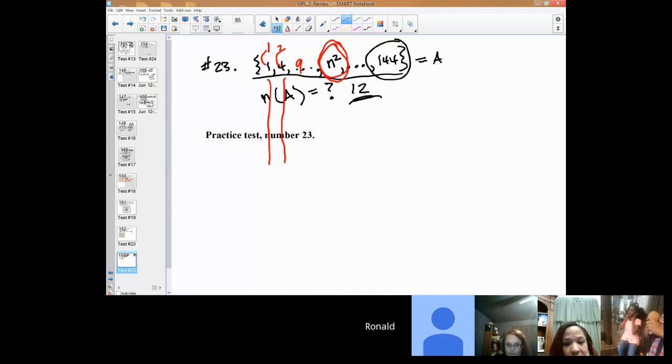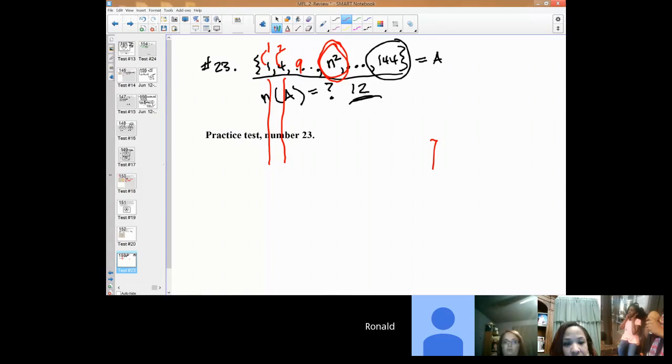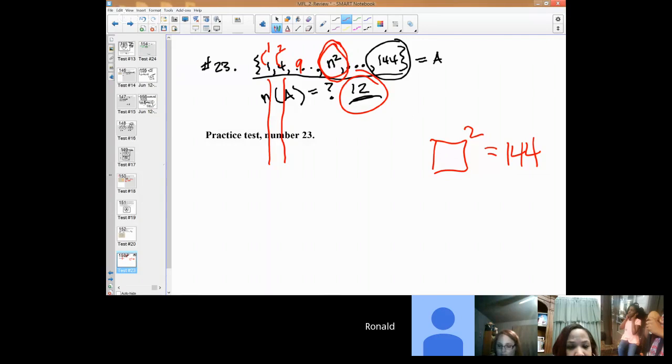So what we're asking you is, well, what if it ends at 144? What number squared is that? So what we're asking you is, what number squared equals 144? Well, just try it. 6 squared is 36, 7 is 49, 8 times 8 is 64. It's going to be 12, isn't it? 12 times 12 is 144. So there it is. What's the number of elements in this set, even though it wasn't explicitly written out? 12. Okay.